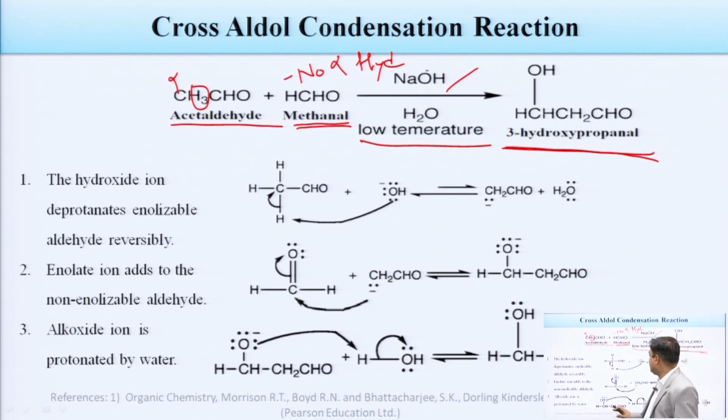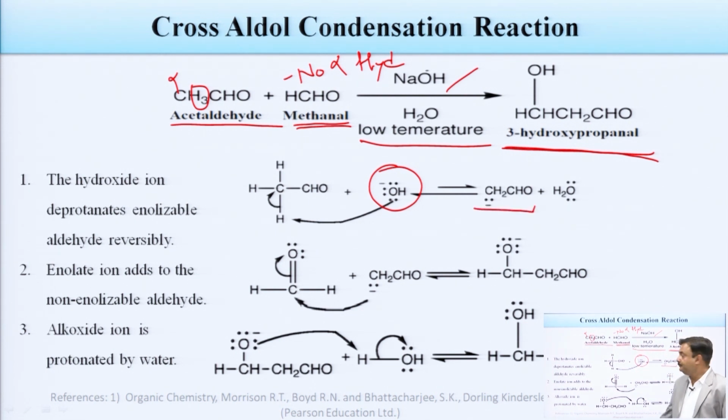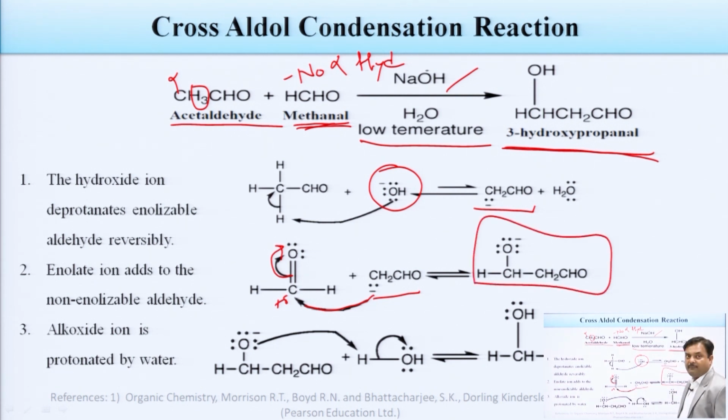In the first step, you can see the OH or hydroxyl ion will abstract the proton from that particular aldehyde. We are getting an enolate ion. In the next step, that enolate ion attacks the second aldehyde which we are using. In case we are using methanal, these electrons go toward the oxygen because of its higher electronegativity, so this carbon becomes slightly positive. At that time, this negatively charged enolate ion attacks that particular carbon, and a new molecule is formed.